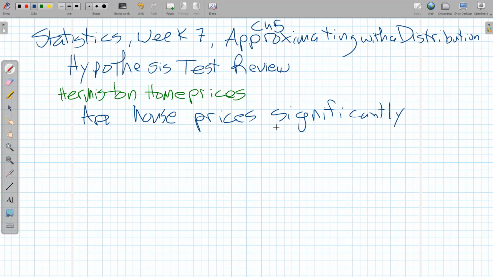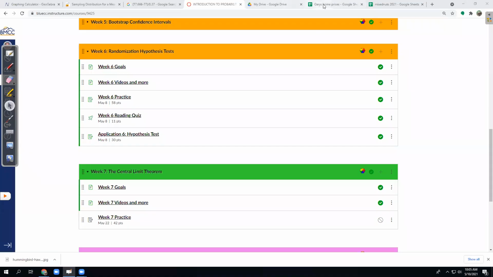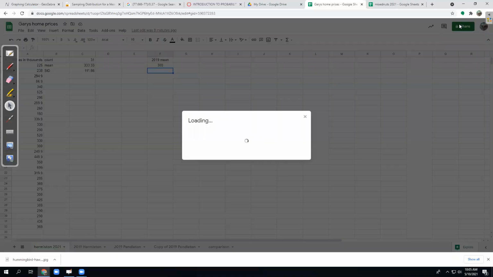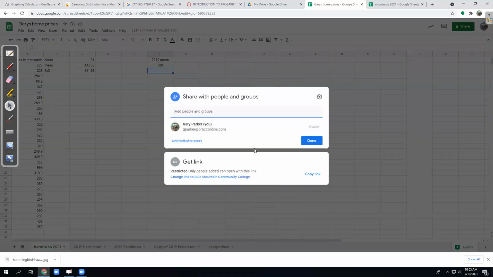And one big goal last week was to figure out what the heck does significantly mean. I'm going to answer that today. So to answer this question, I need a bunch of information. So I've got a spreadsheet here, data I collected. I'm going to share it out to y'all if you want to play along with me.